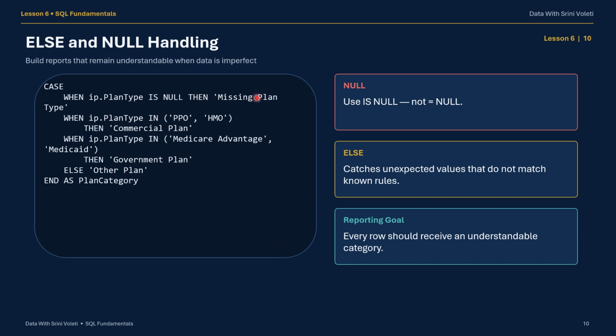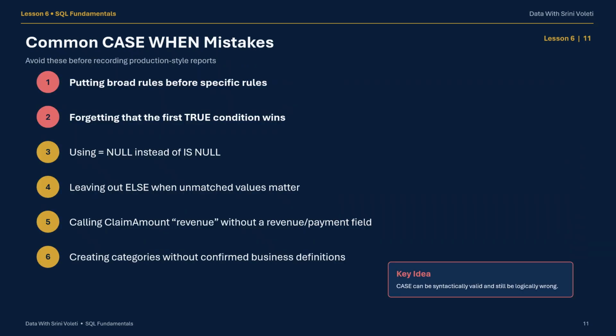These are the CASE mistakes to watch for in real work. First, broad rules before specific rules. Second, forgetting the first true rule wins. Third, checking null incorrectly. Fourth, omitting ELSE when unmatched values matter. Fifth, using business terms that the data does not support. Claim amount is claim amount. We should not casually rename it revenue. Sixth, inventing thresholds without confirming the business definition. SQL implements business logic. It should not silently invent it.